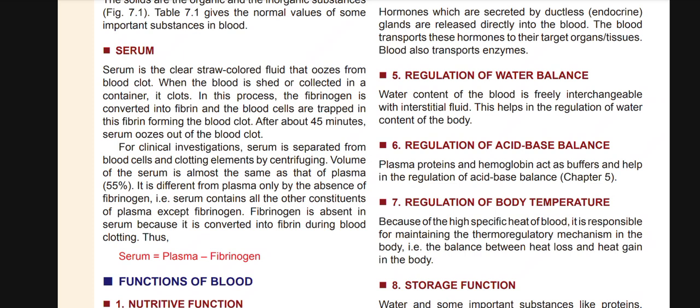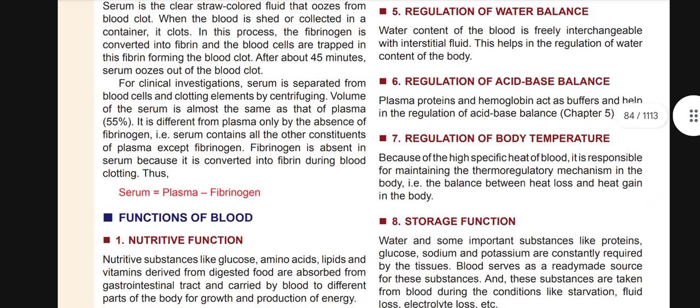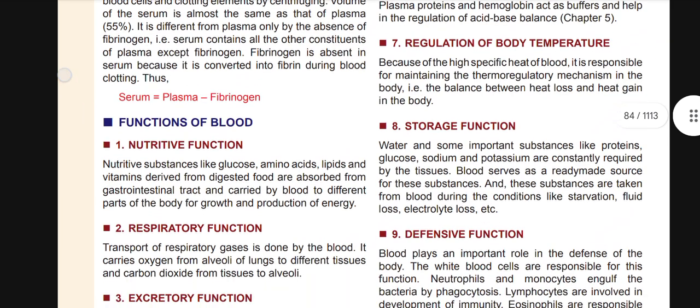Regulation of acid-base balance. Plasma proteins and hemoglobin act as buffers and help in the regulation of acid-base balance. Regulation of body temperature. Blood helps to maintain a constant body temperature. Then storage function. Blood stores some important proteins, glucose, sodium, potassium, which are regularly required by tissues, and blood serves as a ready-made source for these substances.